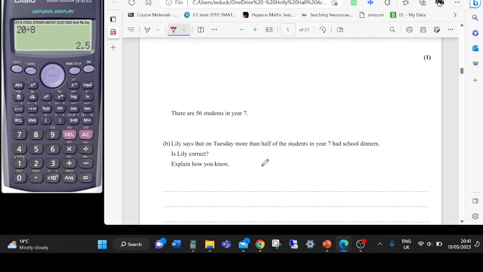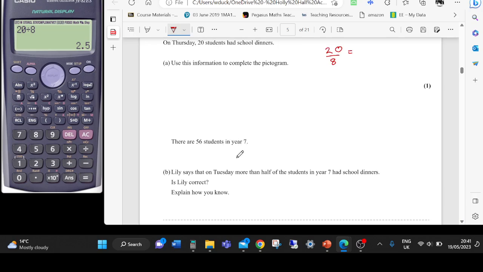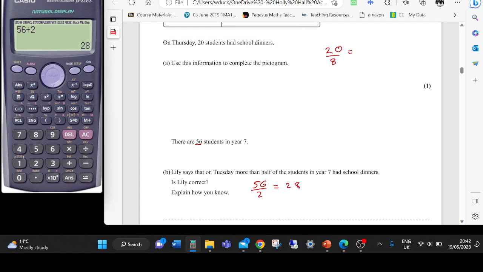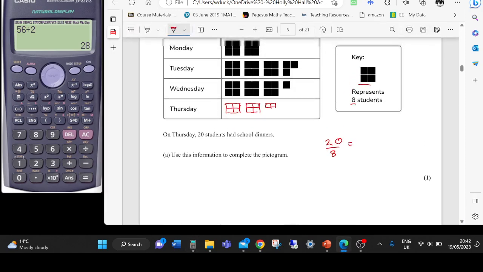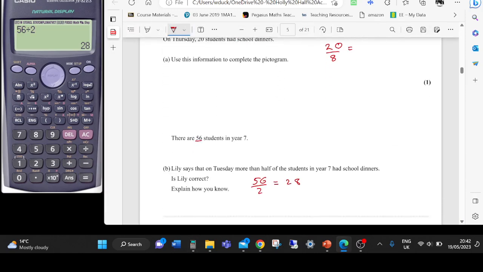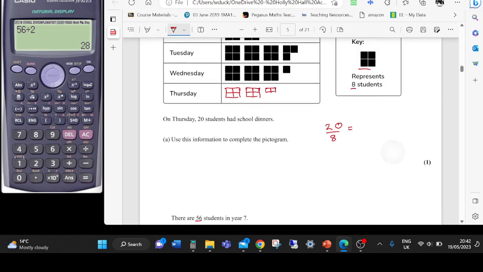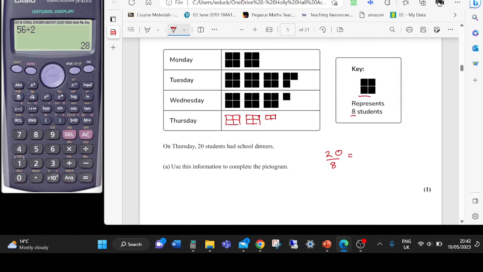Okay, part B. There are 56 students in Year 7. Lily says that on Tuesday, more than half of the students in Year 7 had school dinners. Is Lily correct? So let's find out. Well, 56 divided by 2 is equal to 28. Double check every calculation you do on a calculator paper. I very commonly make silly mistakes, and that's the definition of a silly mistake.